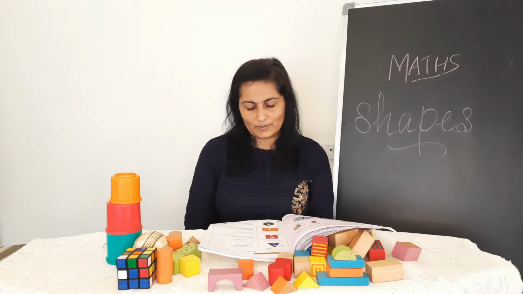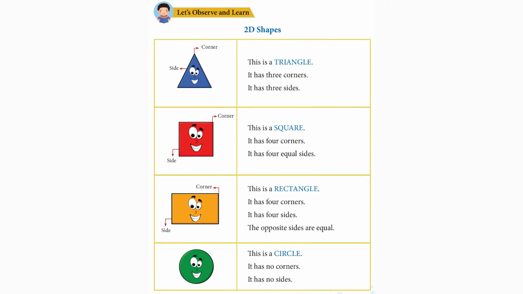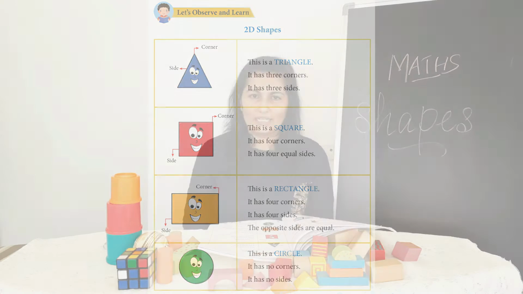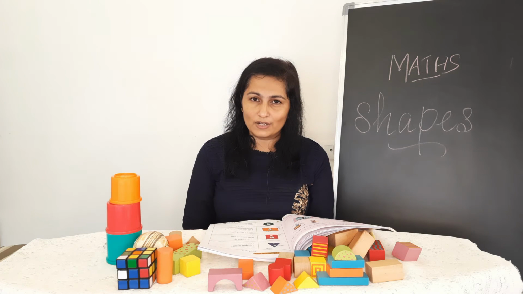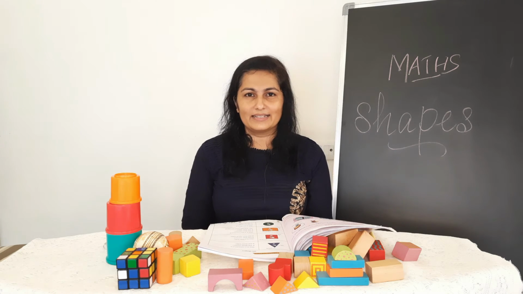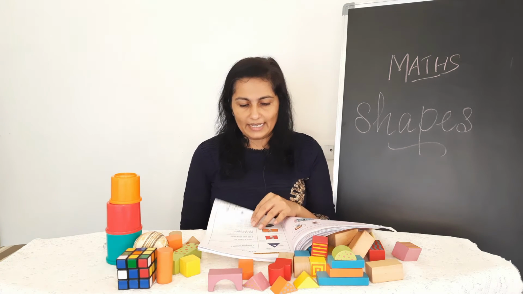Let's look back into our textbook. This is a circle. Now, the speciality of a circle is it has no corners. It has no sides as well. Easy to learn, right? So today we have learned about triangle, square, rectangle and circle. They all are 2D shapes. We have learned in depth about these 4 shapes, how many corners they have and how many sides they have. So turn with me to the next page.